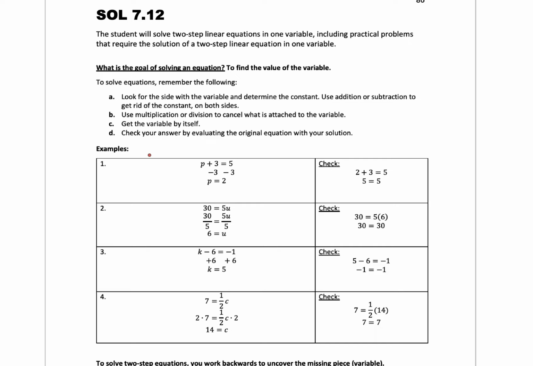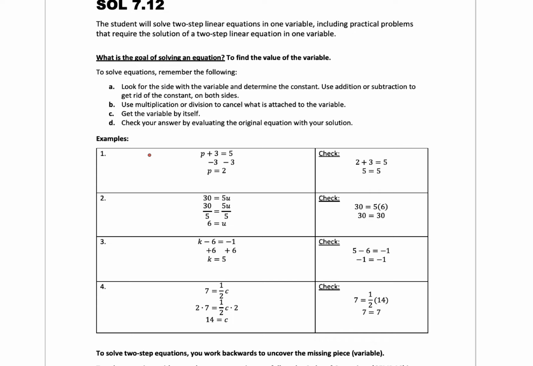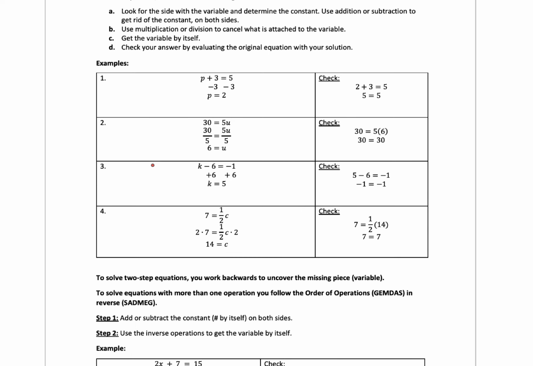So to do that, you need to look for the side with the variable and determine what the constant is. We'll use addition or subtraction to get rid of the constant on both sides. Once we do this, then we can use multiplication or division to cancel what is attached to the variable. We get the variable by itself, and then we can check our answer by evaluating the original equation with our solution.